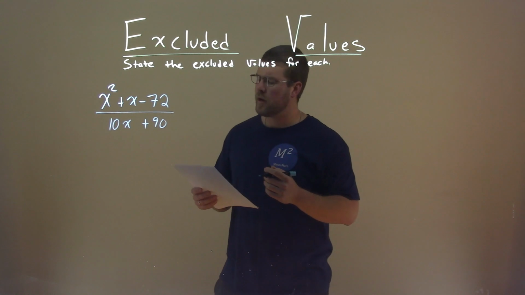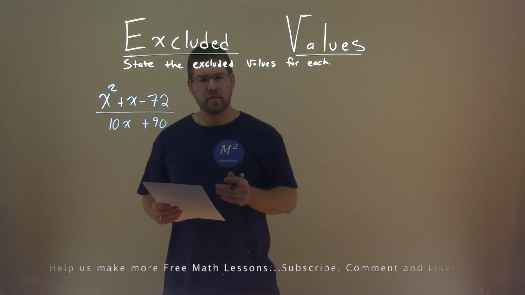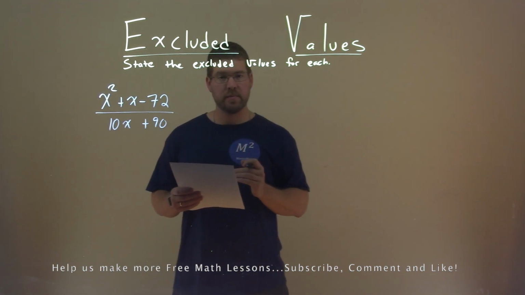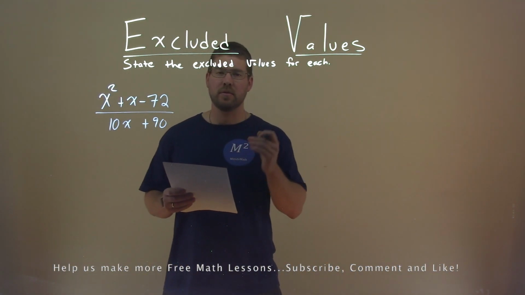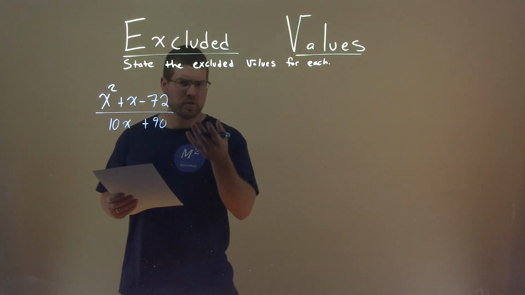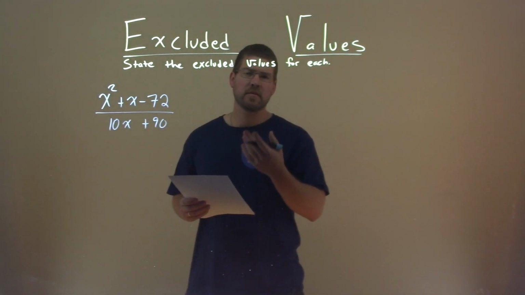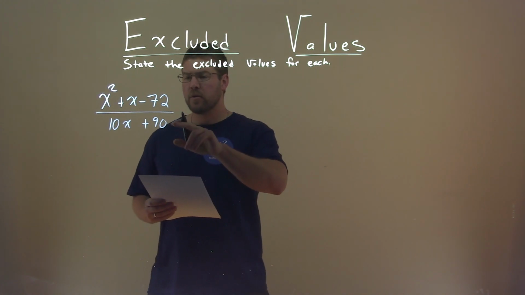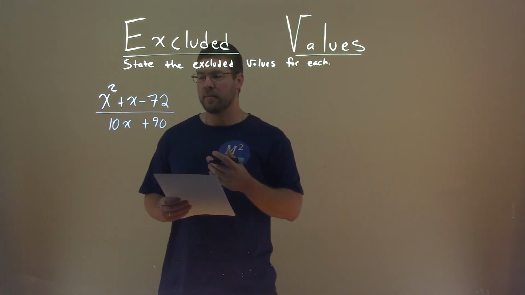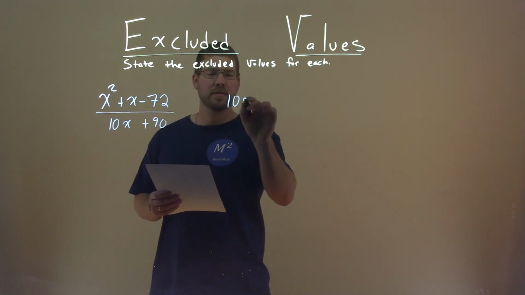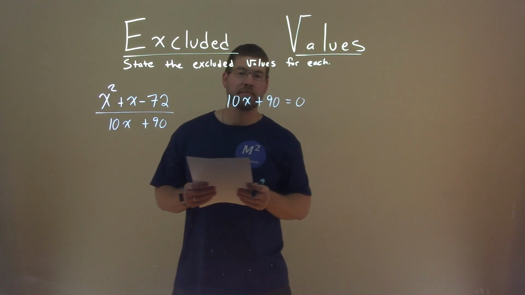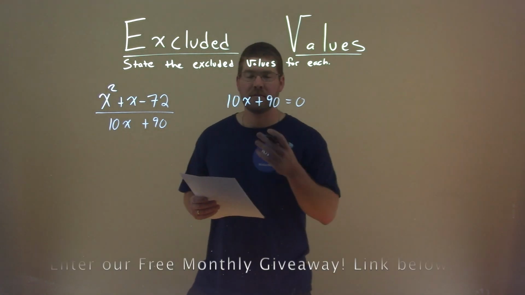We're given this problem right here, x squared plus x minus 72 over 10x plus 90, and we need to state the excluded values. Well, we have a rational function, right? And we know we cannot divide by 0. So if our denominator is equal to 0, that's where we're finding our excluded value. So I take my denominator, 10x plus 90, and I'm going to set it equal to 0.